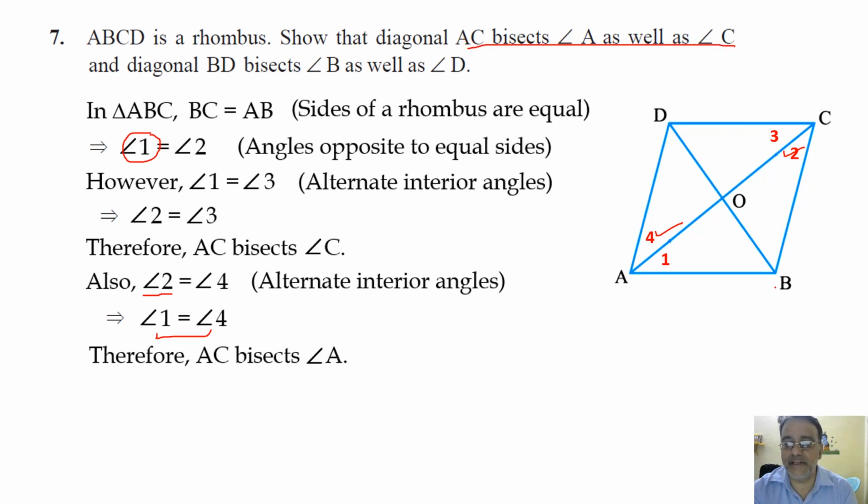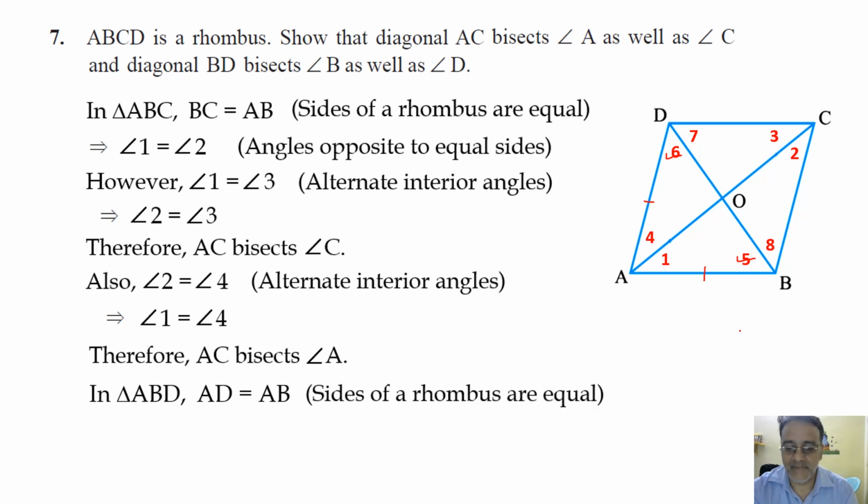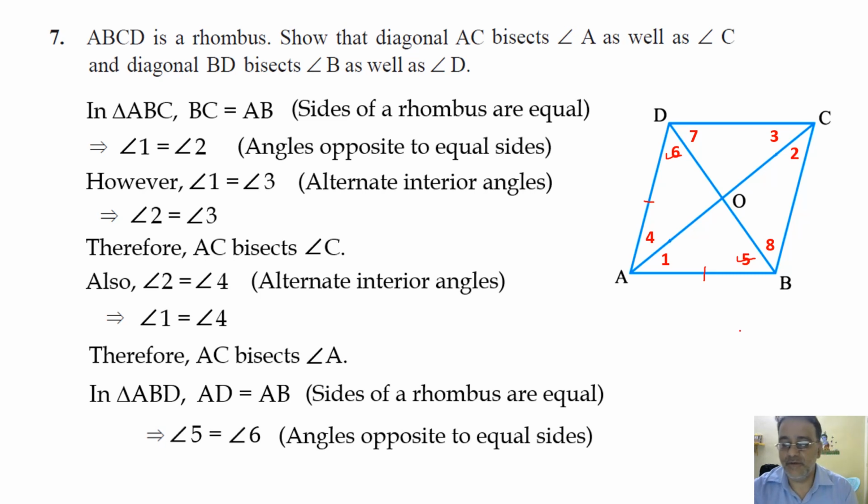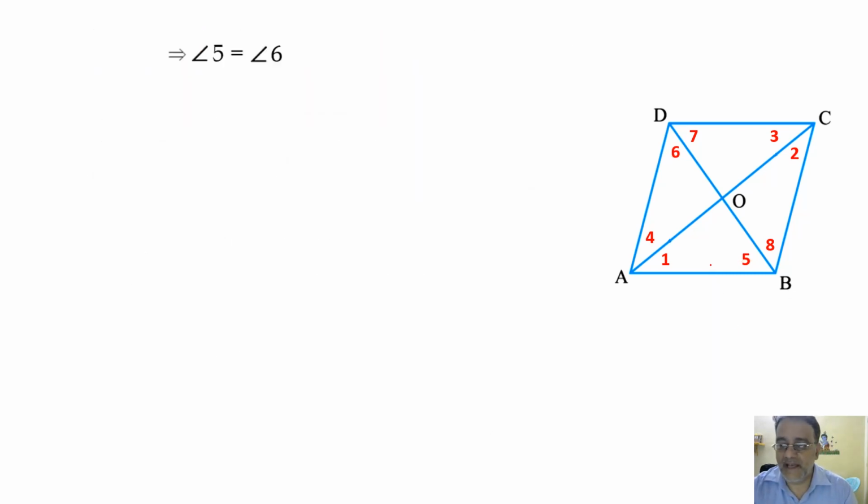Now we have to show for BD. So जैसे हम लोग AC का प्रूफ किए वैसे हम लोग BD का प्रूफ करेंगे. Okay. So we'll take these angles 5, 6, 7, 8. Now we'll start with ध्यान से देखो, AD is equals to AB, sides of rhombus. So that will imply angle 5 and angle 6 are equal. Angles opposite to equal sides are equal. Okay. Now angle 6 and angle 8 are also equal. Why? Alternate interior angles.